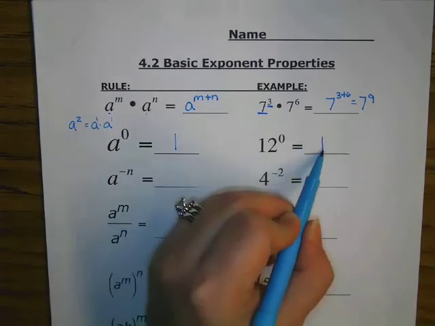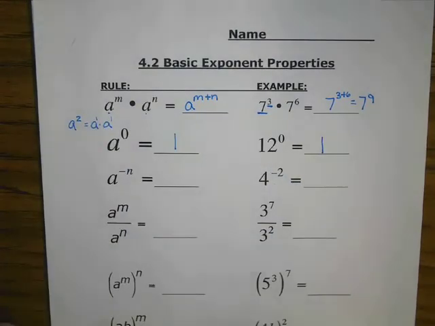12 to the 0, 1. 3,500 to the 0, 1. Any number to the 0 power is 1.